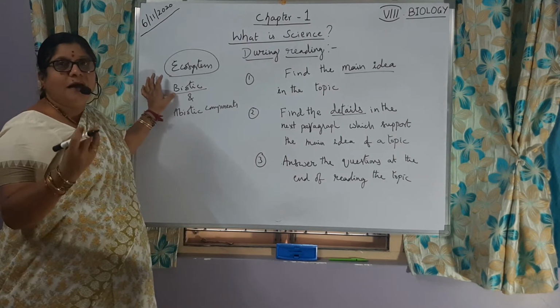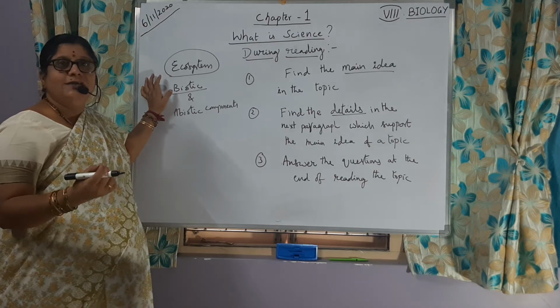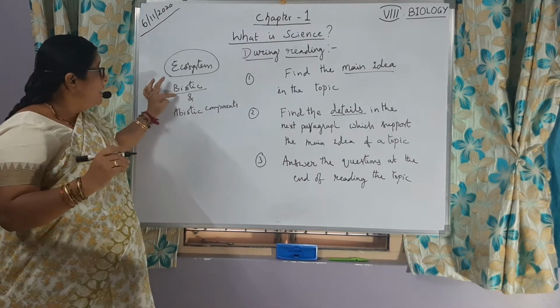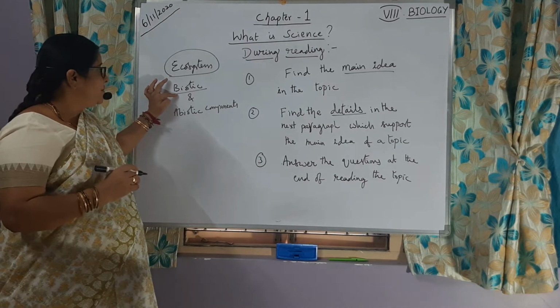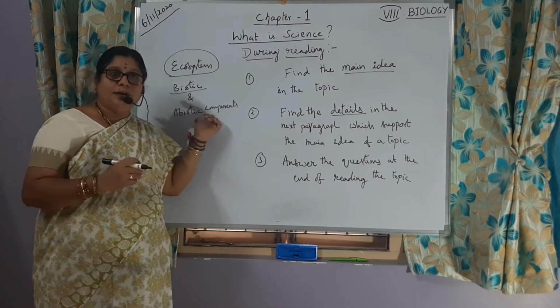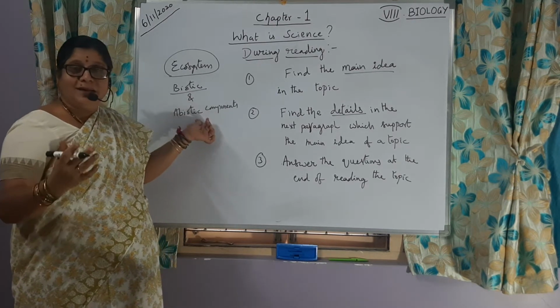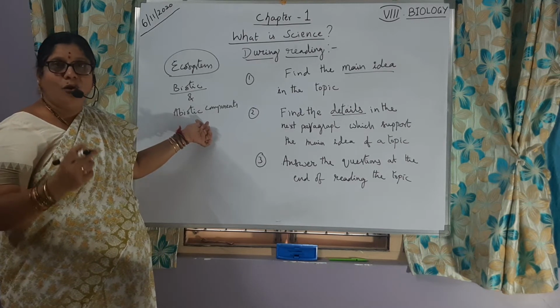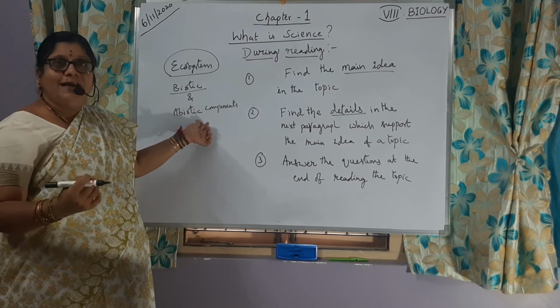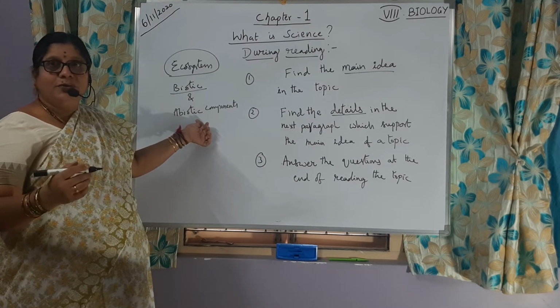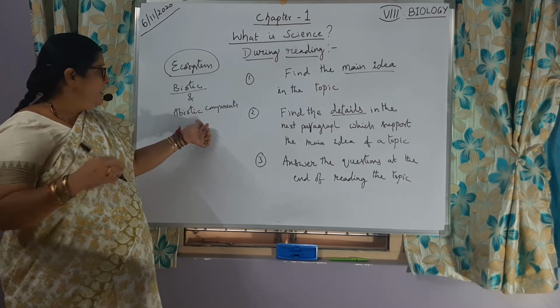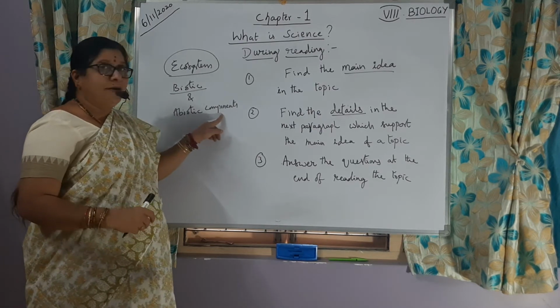Which have life: plants, animals, microorganisms, human beings. All that will come under biotic components. And abiotic components means which does not have life. Examples for that are air, water, soil, sunlight, things that we are using. So all this will come under abiotic components.